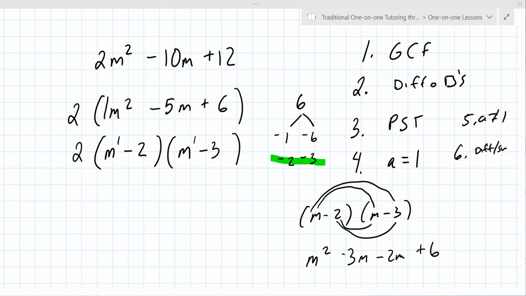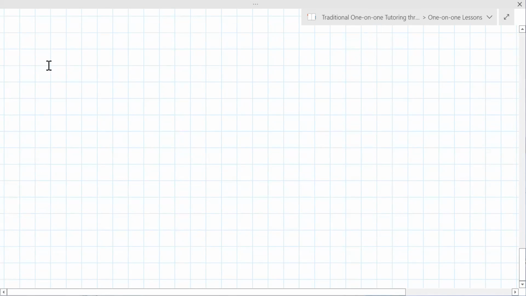So there's a couple of different types. Let me grab this one here. We'll take a look at it. It's kind of like the one we just did. Okay, there's no GCF.